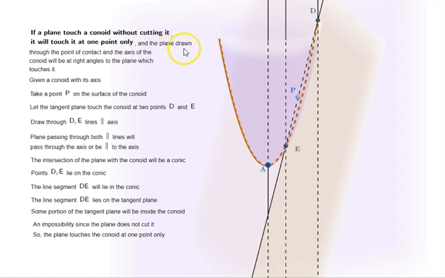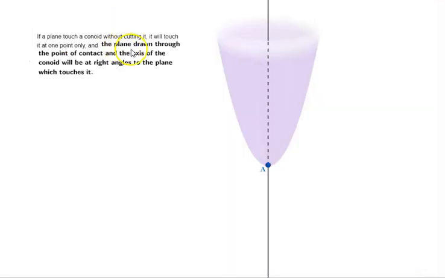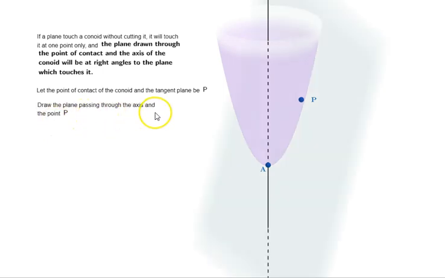Now let's look at the next part. The plane drawn through the point of contact and the axis of the conoid will be at right angles to the plane which touches it. So again, let's take a point P and let this P be the point of contact of the conoid and the tangent plane. Draw the plane passing through the axis and the point P.